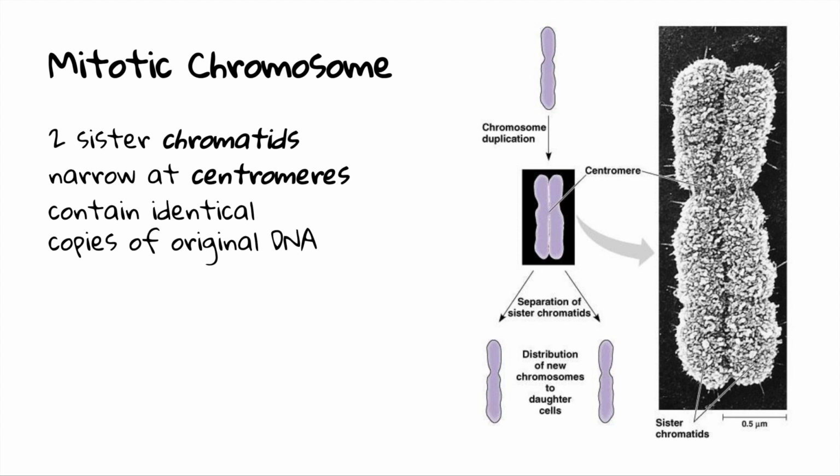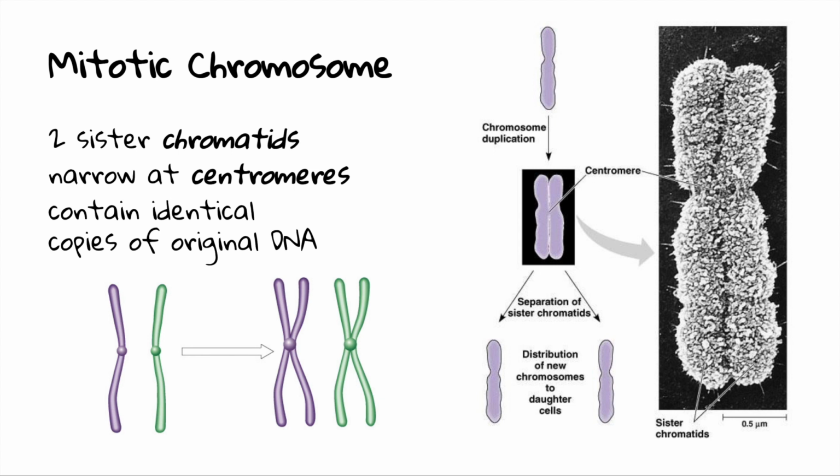And we'll look at a mitotic chromosome. So as I said before, it is made of two sister chromatids with narrow centromeres, and they contain identical copies of the original DNA. So during the S phase, the chromosomes are duplicated, and another chromosome is formed, but this one has two chromatids, and it forms an X shape, and both chromatids have identical copies. They're identical in terms of their DNA.